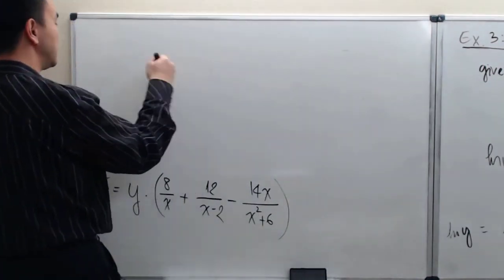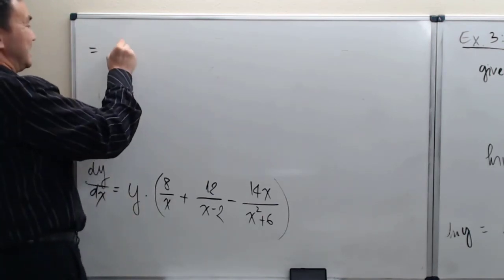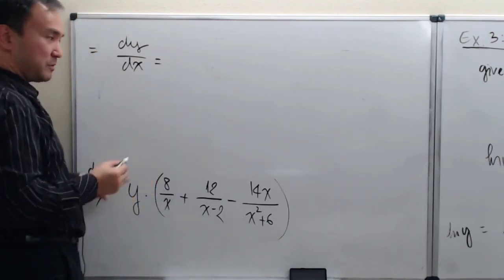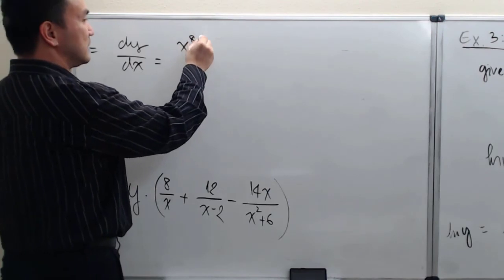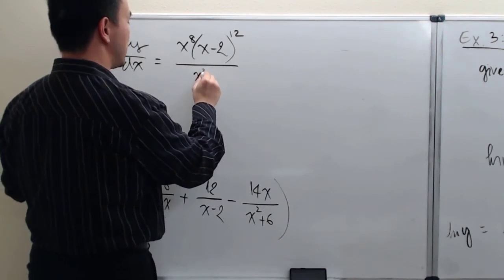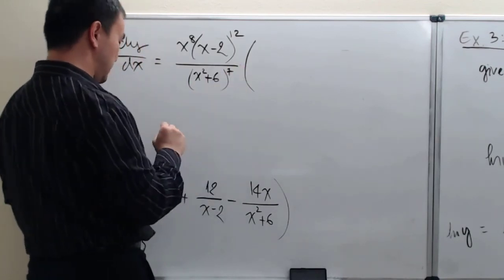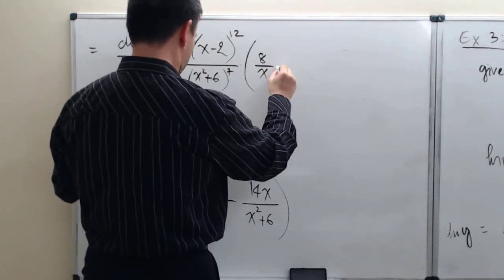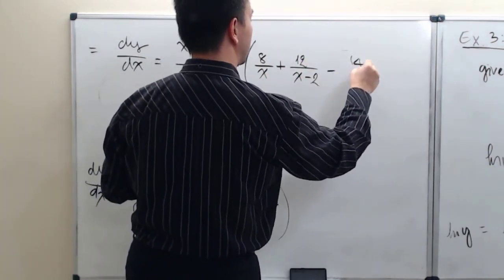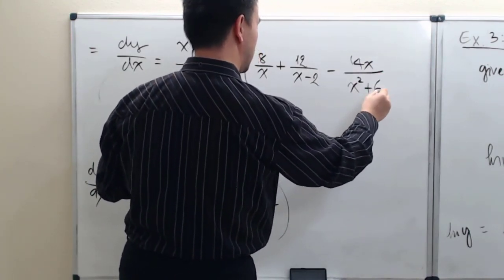It looks like I'm doing a little bit of a backward step right here, because I'm going bottom up. But dy/dx now is going to be, so the expression y becomes x to the 8th times x minus 2 all to the 12th power over x squared plus 6 to the 7th. And all that is to be multiplied with 8 over x plus 12 over x minus 2 minus 14x over x squared plus 6.